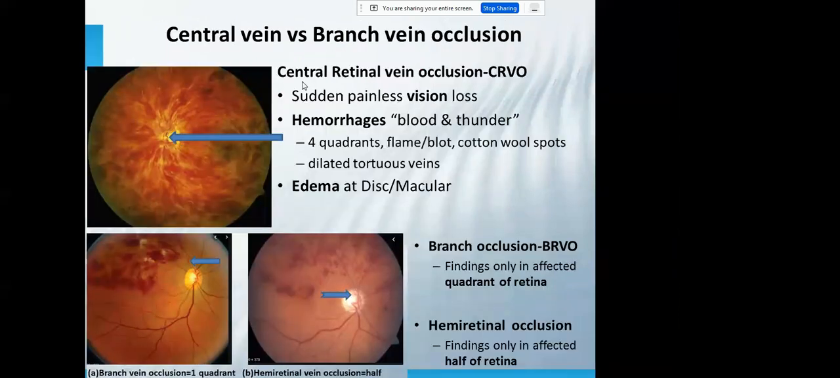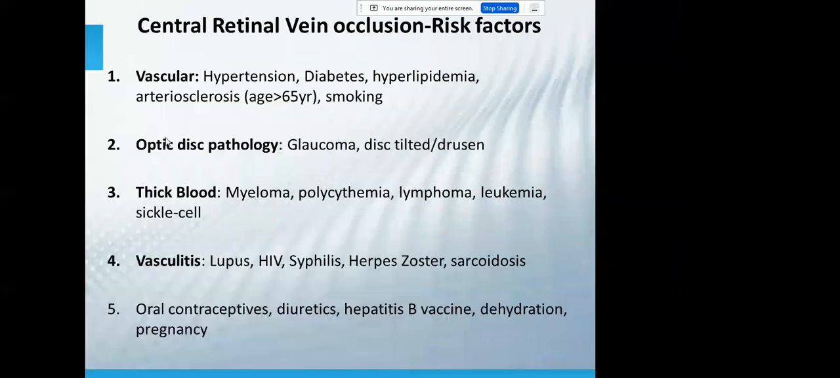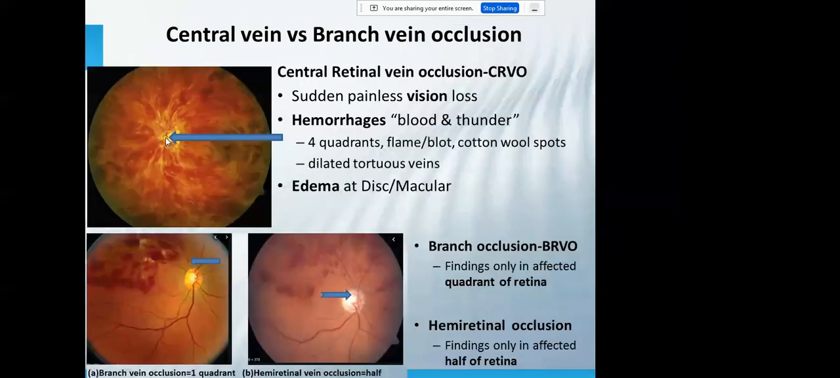I've already shown you the picture. How does the patient present in vein occlusion? Of course, there'll be painless loss of vision. When you look in the eye, you'll see hemorrhages all over, what we call blood and thunder appearance, okay? In all four quadrants of the retina. Then, of course, you'll have edema also at the disc and the macula. Sometimes, not necessarily only the central vein, by the same mechanism, you can block a branch retinal vein occlusion.